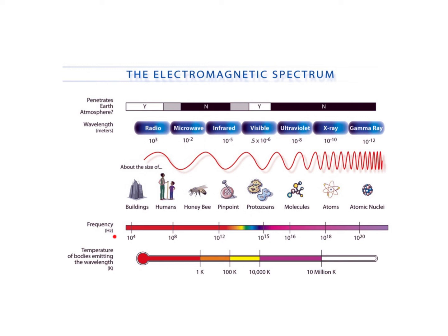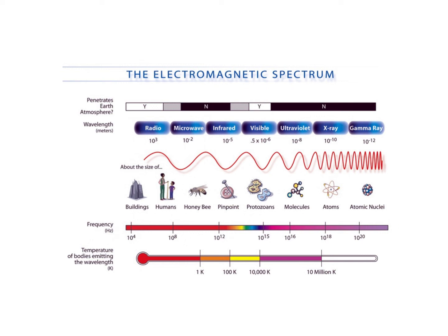Now, here we see the frequency. Again, here we have a big wavelength, 10 to the third, and 10 to the fourth sounds like a pretty big frequency, but it's actually not, because as we go over to the right, we can see 10 to the 6, 10 to the 12, all the way up to 10 to the 20. And so as the wavelengths are getting shorter, the frequencies are getting bigger and bigger and bigger.